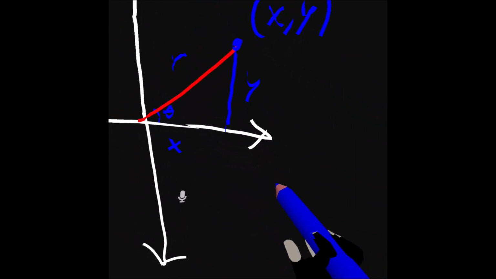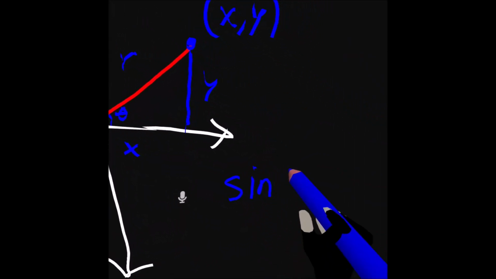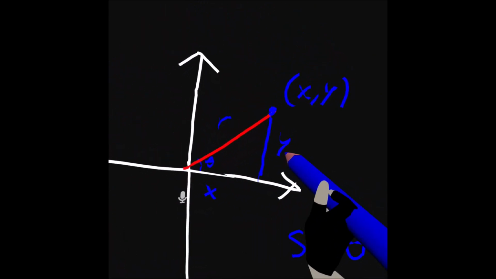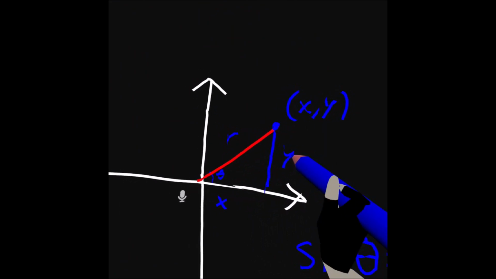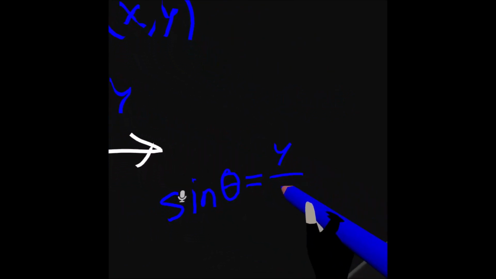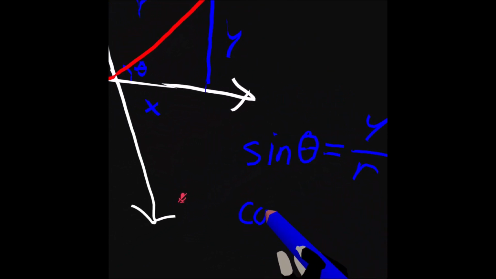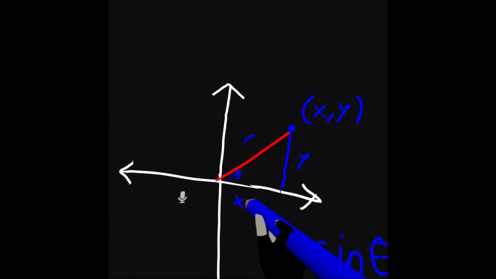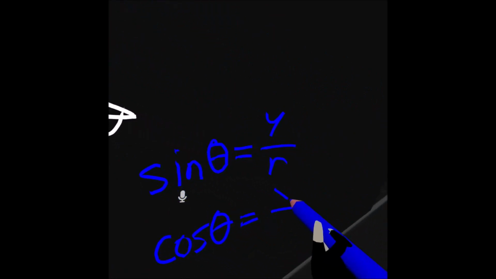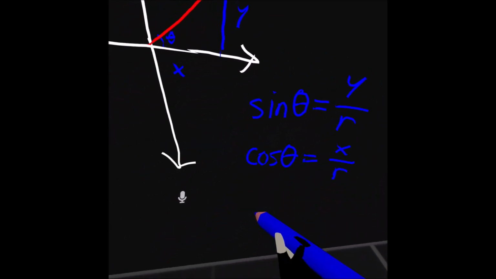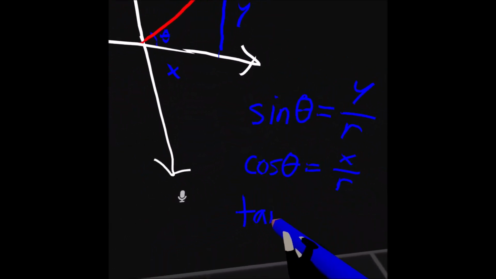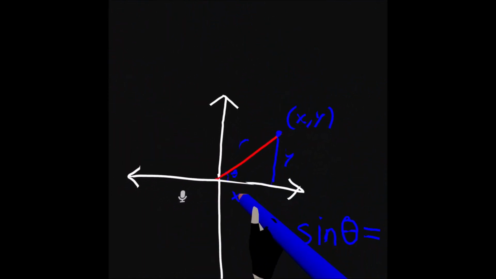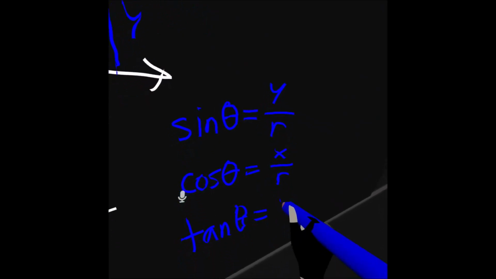And so now sine theta here is opposite over hypotenuse, so it's y over r. Cosine theta is going to be x. x is adjacent to the angle, so it's x over r. Tangent theta is going to be opposite over adjacent, so y over x.